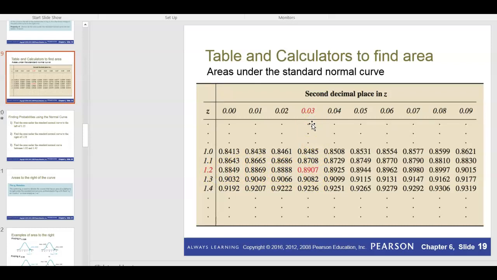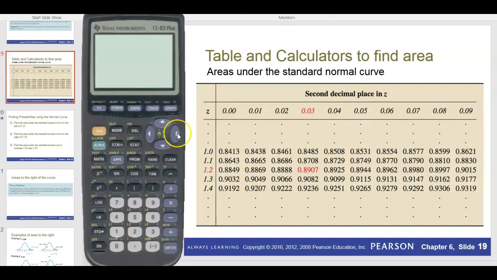Well, we can do that a little bit differently now with our graphing calculators. I'm going to pull up my graphing calculator here, and I'd like for you to use your graphing calculators, hopefully you have one that you can use when you're at home. I'm going to turn it on first, go to second vars, and go down to normalcdf. So if you go down to normalcdf and press enter.